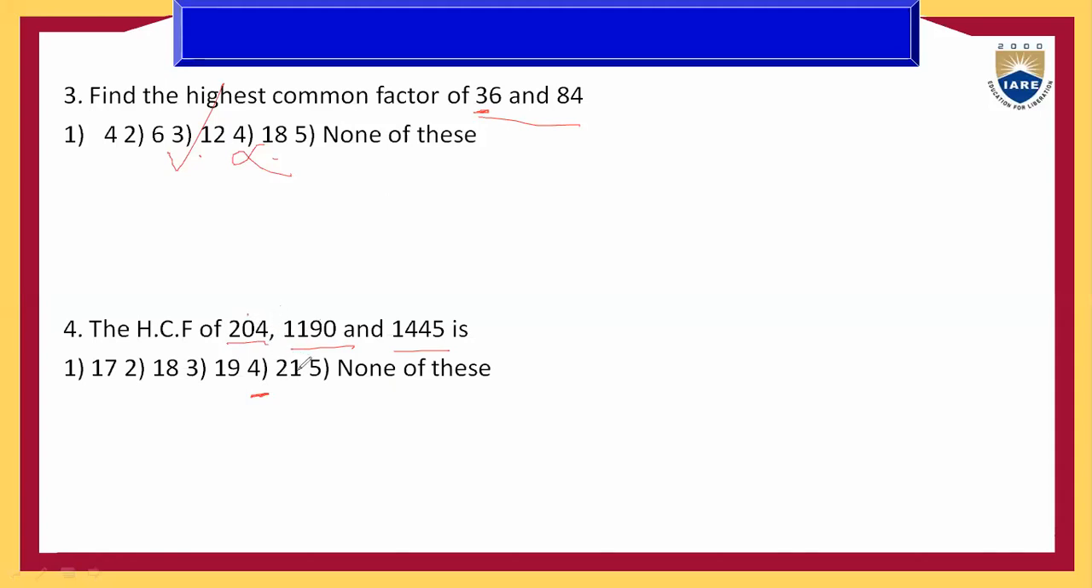Here that is not equal to this one. So this does not divide 204. That means 21 is not the correct answer. Next highest value, 19. 19 1 19, carry 1, 4 14. 14 is not divisible by 19. So this is also not the correct answer.